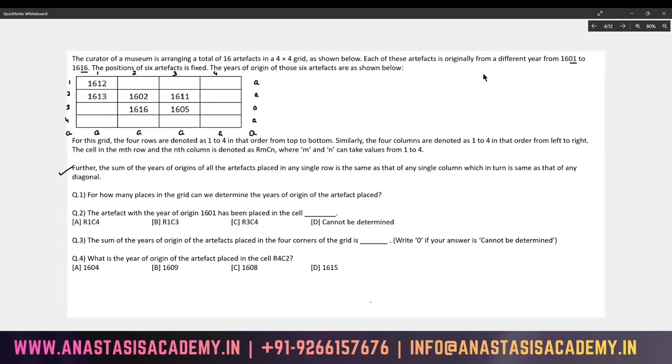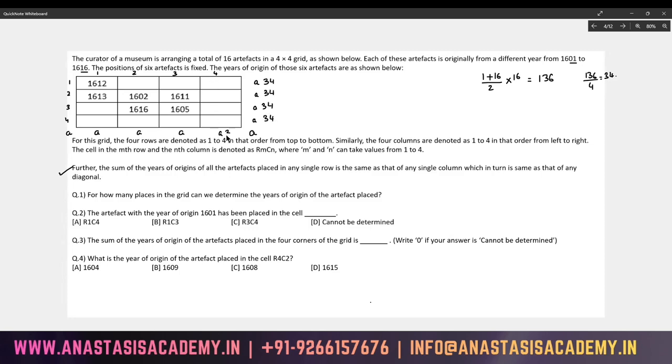If the numbers are 1 to 16, what will be the summation of those numbers? It will be (1 plus 16) by 2 into 16. First term plus last term divided by 2 into number of terms, or the sum of the first 16 natural numbers. And this will be equal to 136. Now these numbers are getting divided into 4 rows, each of which has identical summation. So the sum of each row will therefore be 34. This is 34. This is 34. This is 34. This is 34.